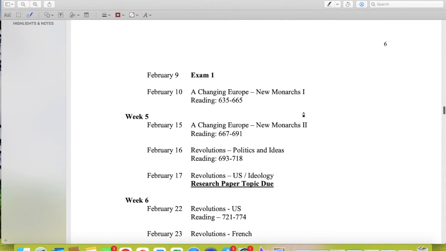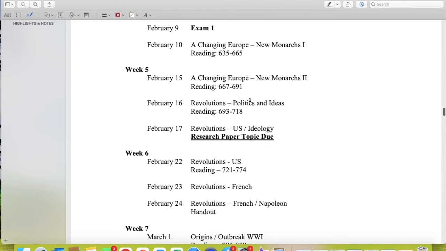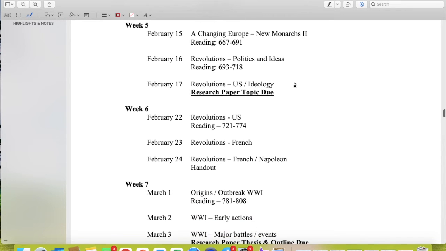Changing Europe, New Monarchs 2. You can see the reading pages. Make sure you get these on your calendar and stay up to date on the reading. Then we're going to move into revolutions with politics and ideas. Revolutions, the U.S. Revolution and ideology, and your research paper topic is due.